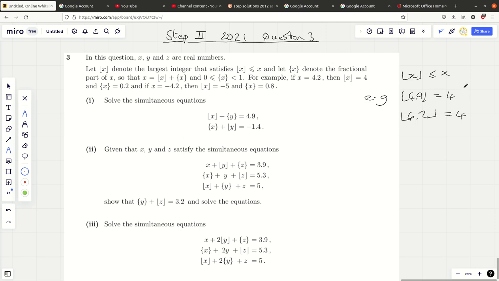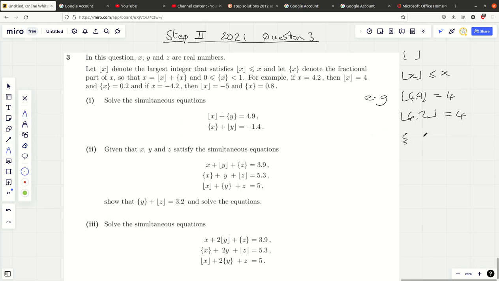So we've got the integer part, which is like these brackets, which is standard notation for the floor. If you did it the other way around, by the way, you'd always be rounding up. This basically says always round down, that says always round up. But that's for another question. That's not involved here.